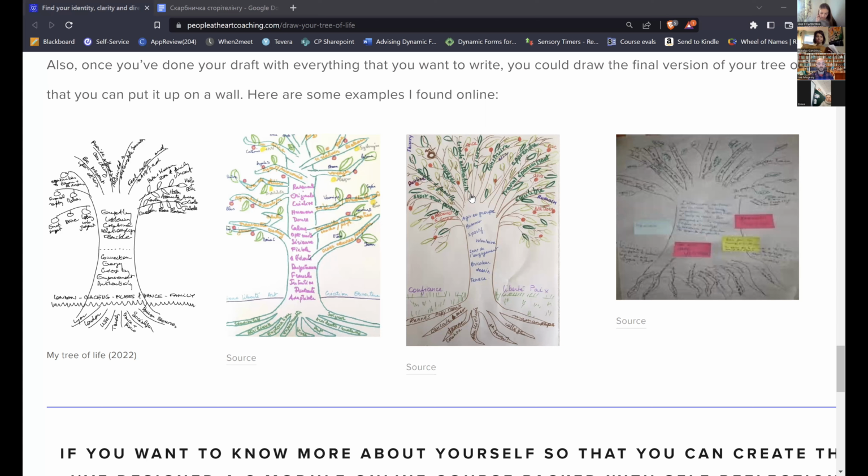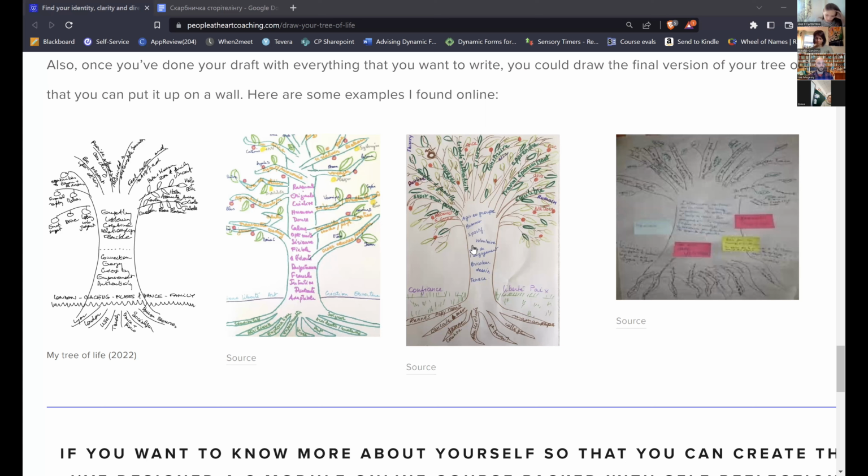And the trunk represents the things that you value and the things that are important to you. Стовбур – це те, що для вас цінно, те, що для вас важливо. Тобто те, що для вас цінно і важливо, це ваш стовбур.